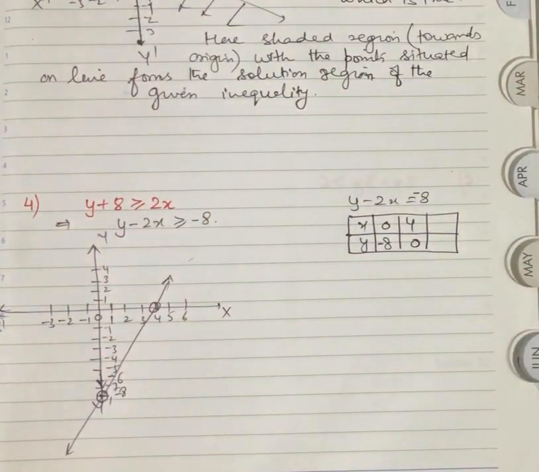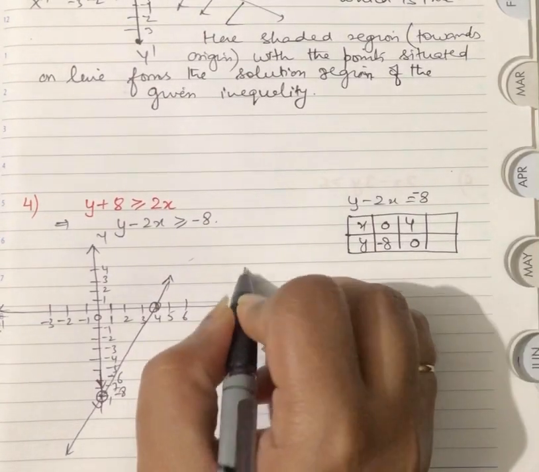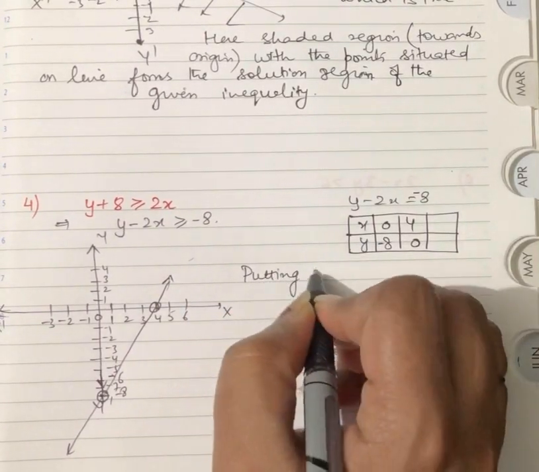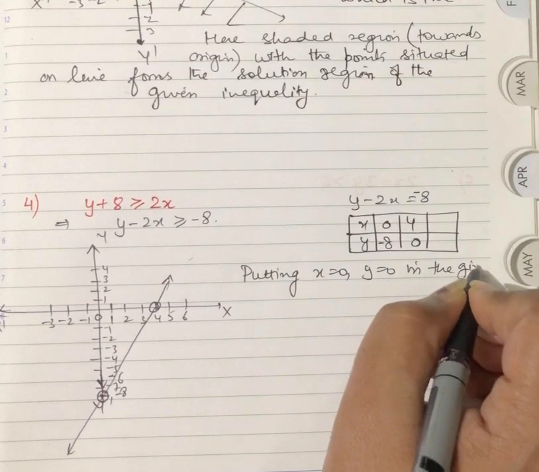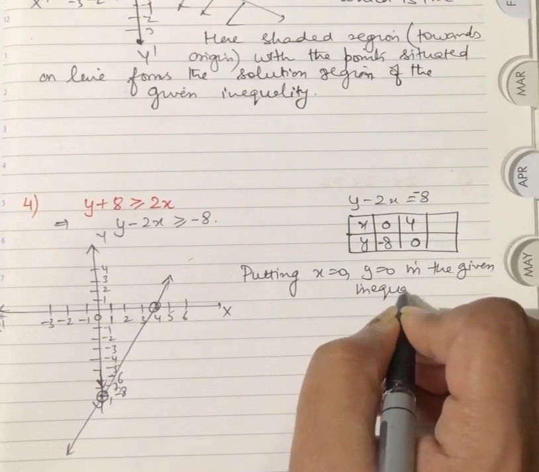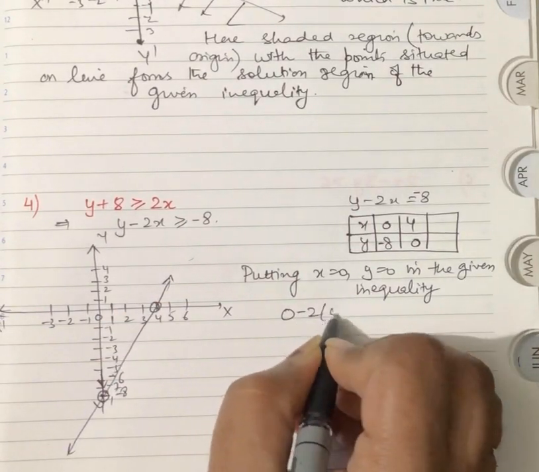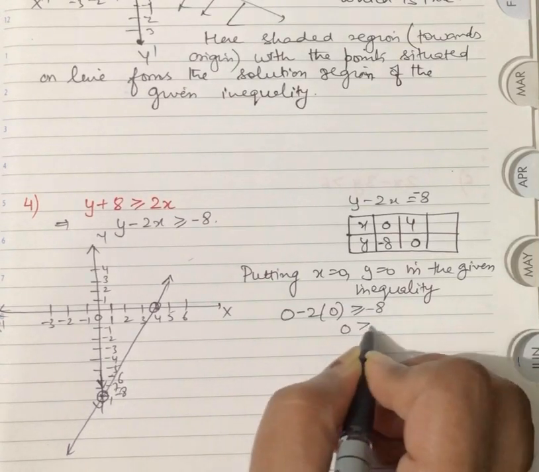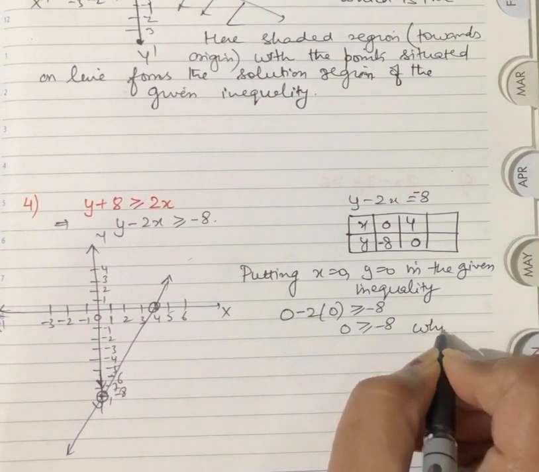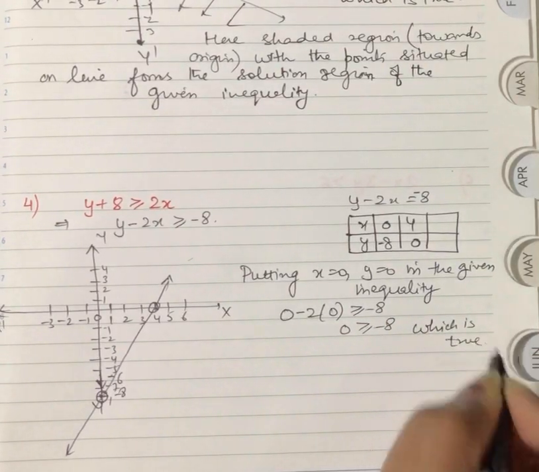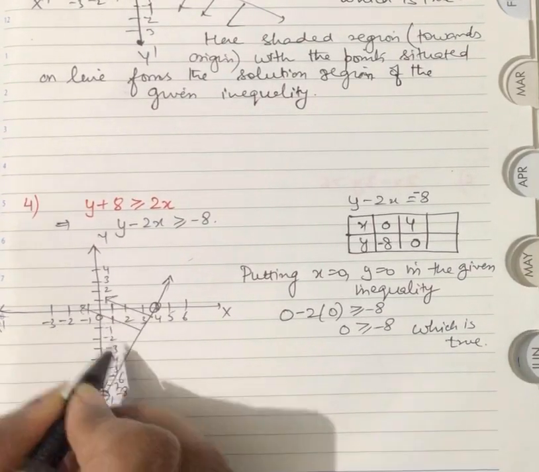Now again it is dividing the region in two parts. So for finding our solution region, we put x equal to 0, y equal to 0 in the given inequality. So we get 0 minus 2 into 0 greater than or equal to minus 8, or 0 greater than or equal to minus 8. Now we know 0 is greater than minus 8. So which is true? This inequality is true. So the region will be towards origin. That this is the shaded region here.